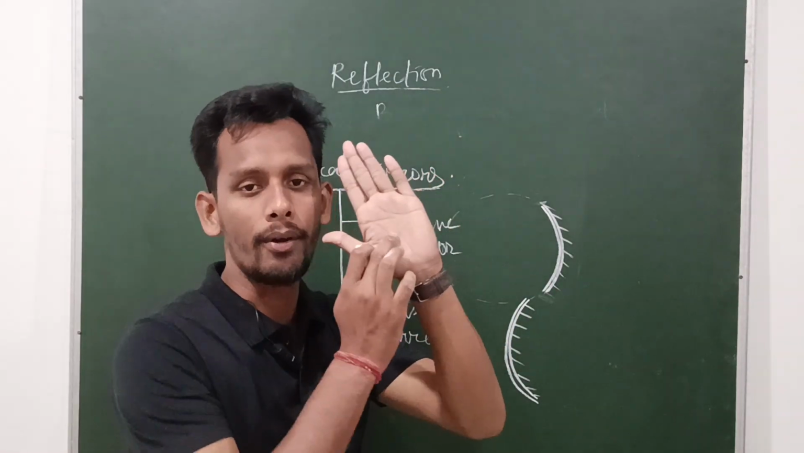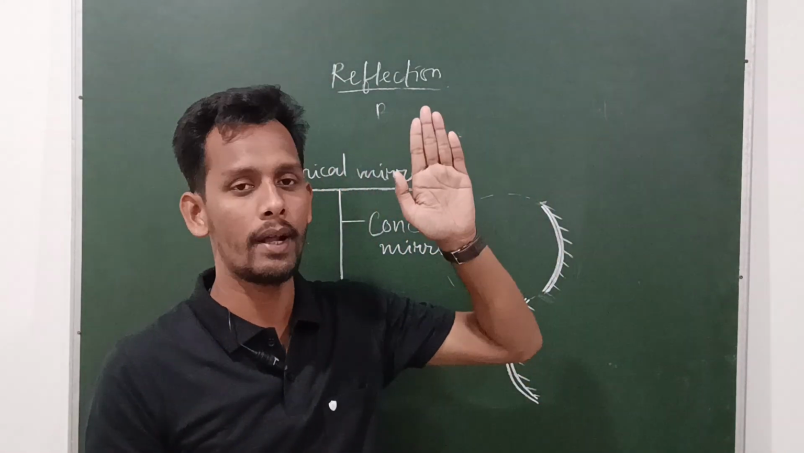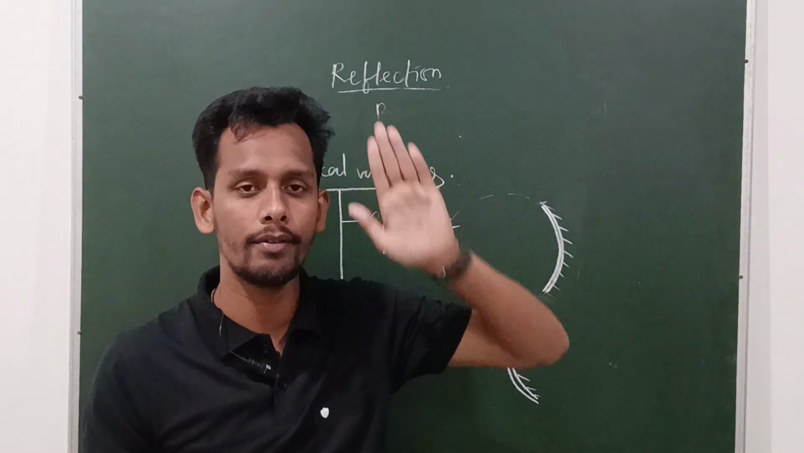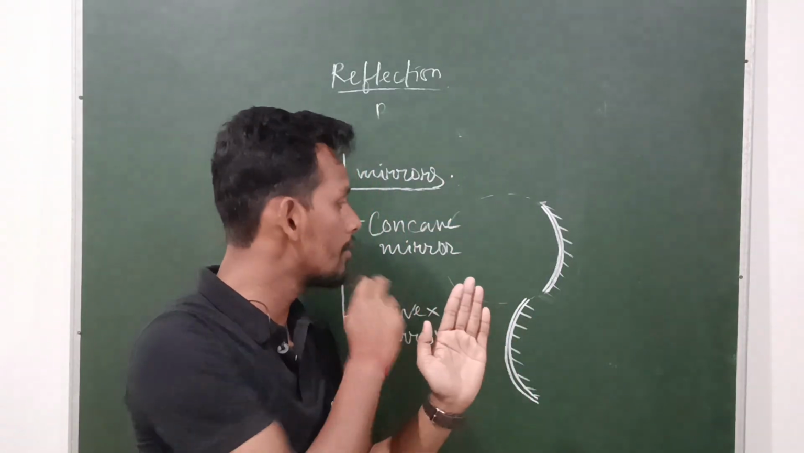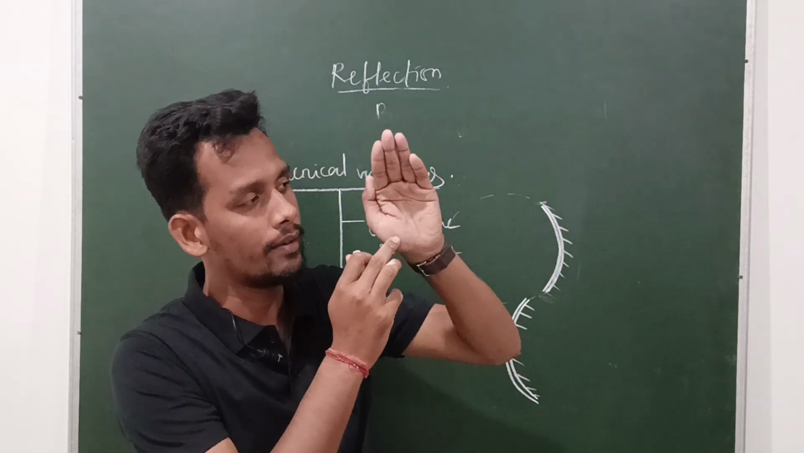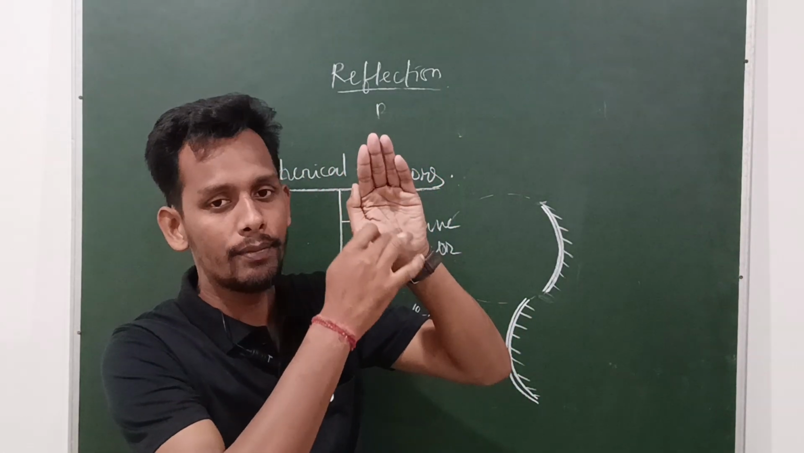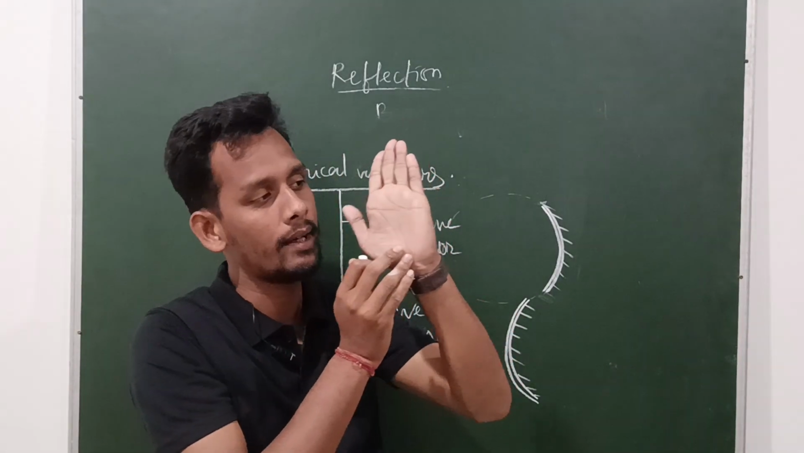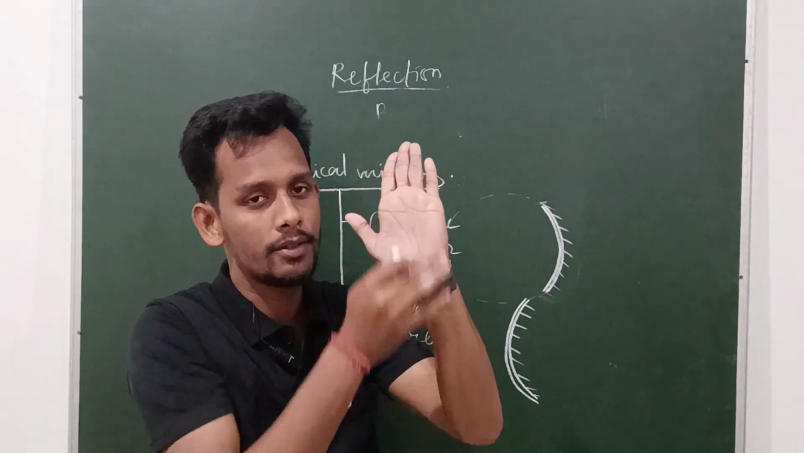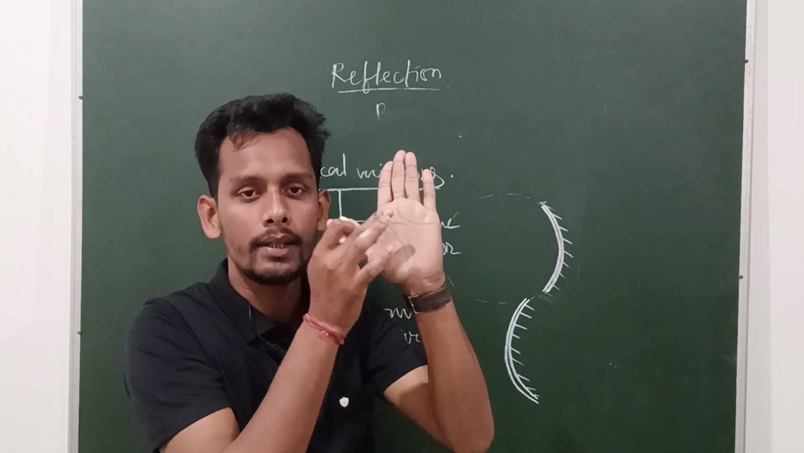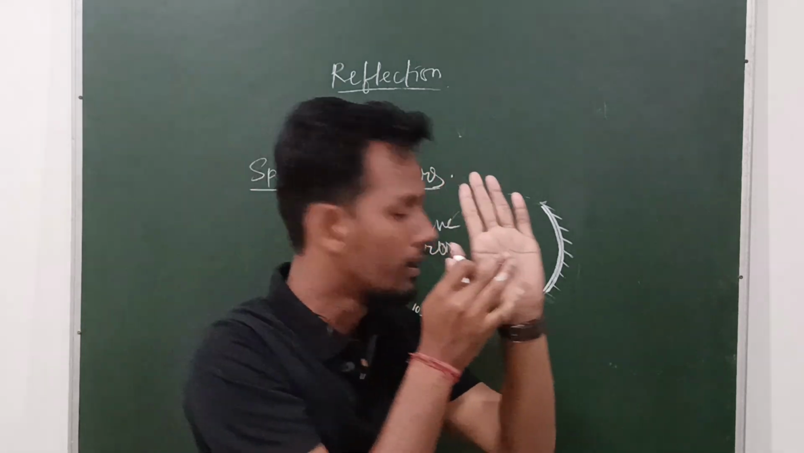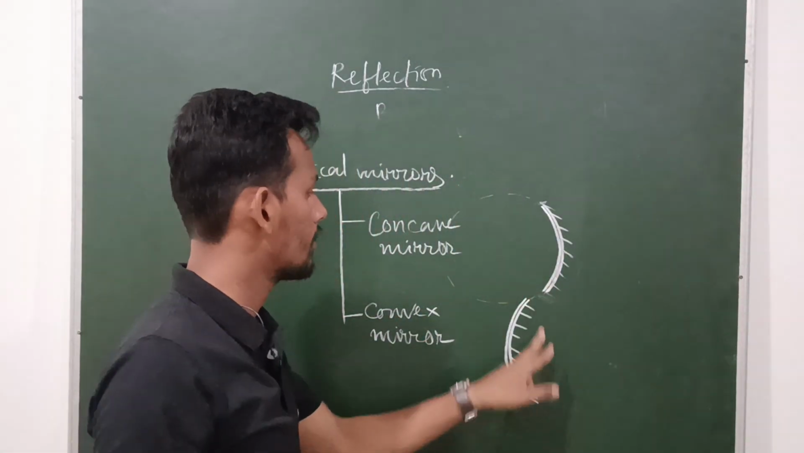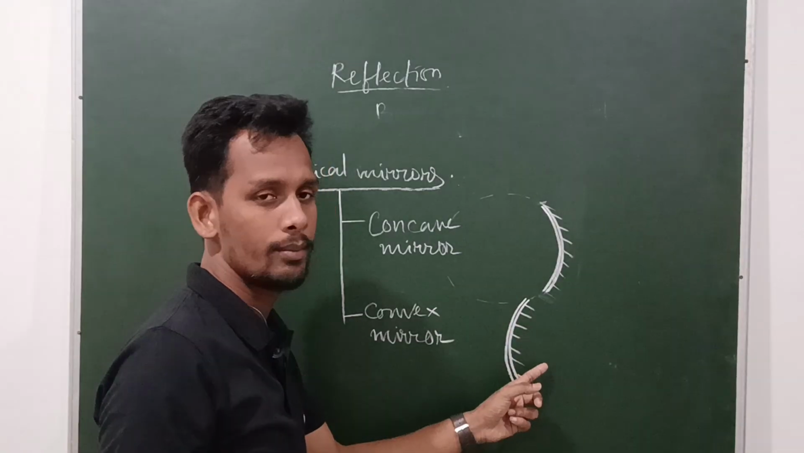Suppose this is the mirror. In case of plane mirror, this is a flat surface. In case of the concave mirror, the surface is like this, a curve directed inwards. And in case of convex mirror, the surface in the middle is thicker. Clear? So these are the differences between concave and convex mirrors.